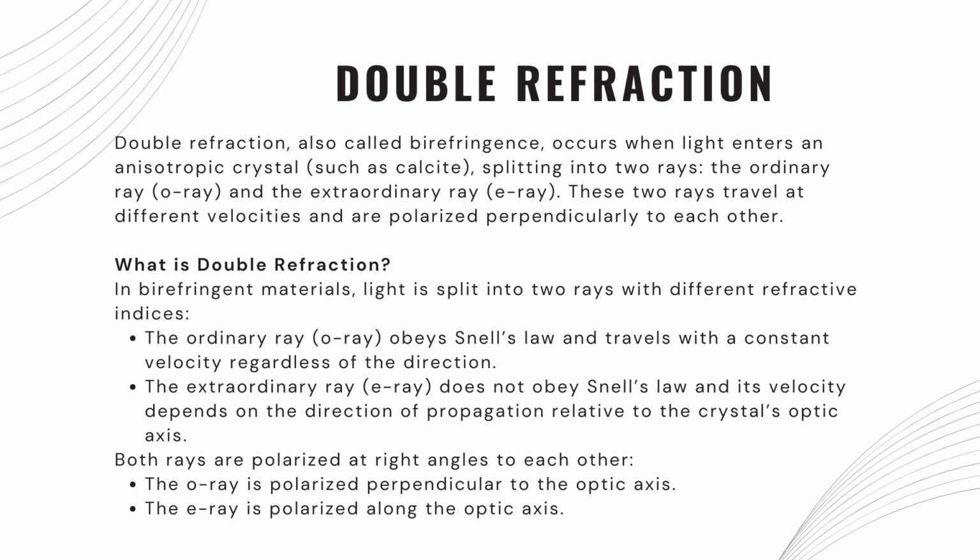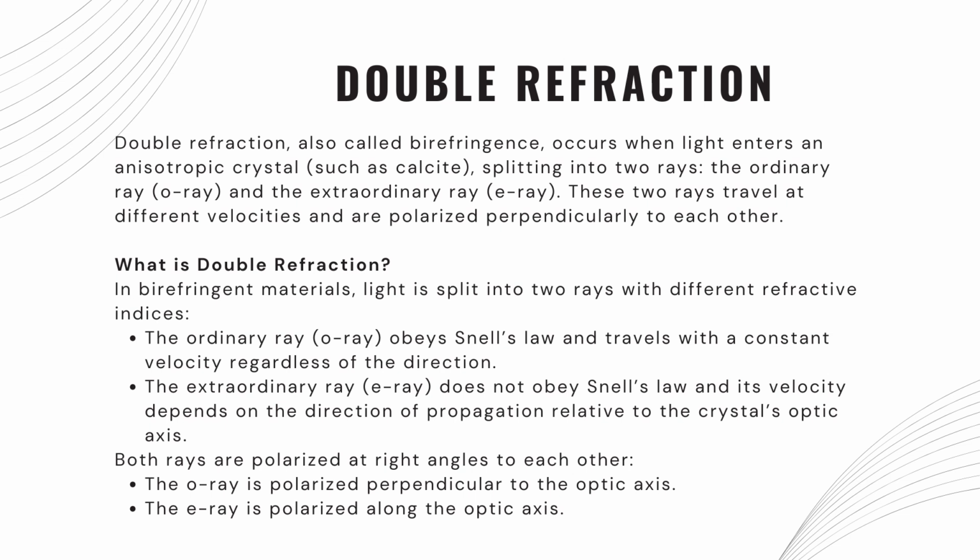What is double refraction? In birefringent materials, light is split into two rays with different refractive indices. The ordinary ray, O ray, obeys Snell's law and travels with a constant velocity regardless of the direction. The extraordinary ray, E ray, does not obey Snell's law and its velocity depends on the direction of propagation relative to the crystal's optic axis.